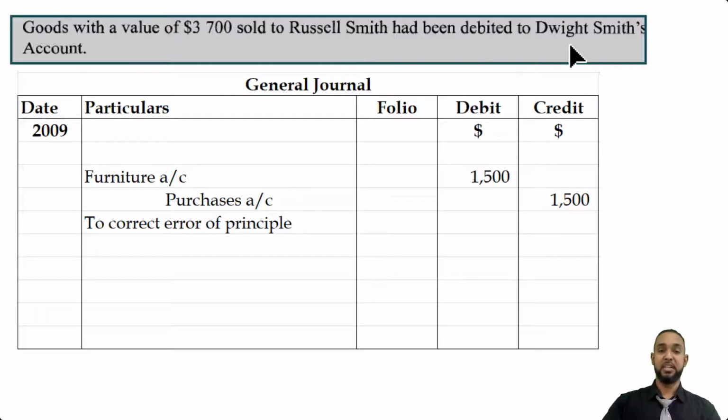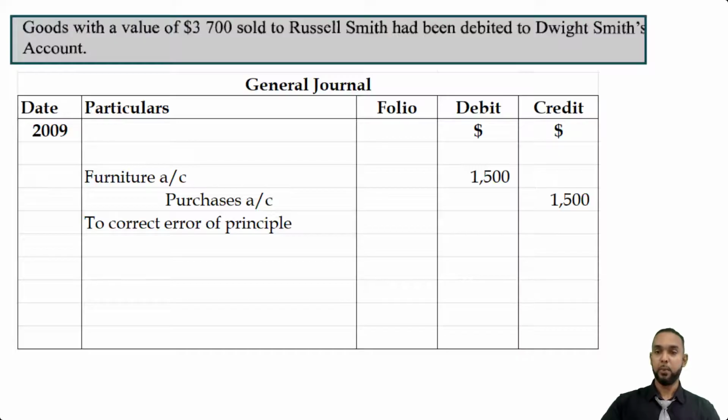So what do we do? Again, we have a debit that should not be there in Dwight Smith's account, and we're missing a debit to Russell Smith's account. So we have to go and put the debit in where it should have been put in the first place, and go and counterbalance or kind of erase, delete, however you want to phrase it, the debit in Dwight's account that should not be there.